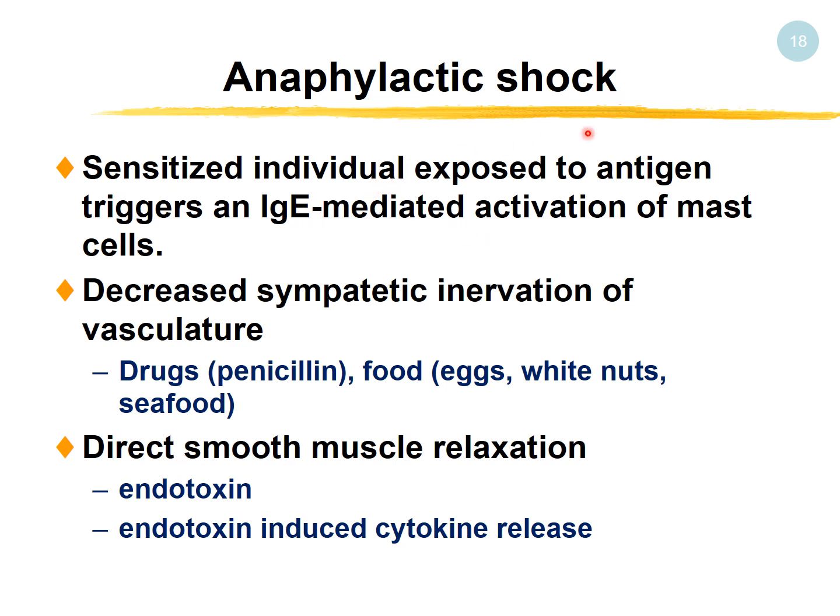In anaphylactic shock, usually the individual, the patient, is sensitized, exposed to the antigen that triggers the IgE-mediated activation of the mast cells. And what will happen? Relative vasodilation again, or decreased sympathetic innervation of the vasculature. For example, drugs, foods, white nuts or seafood can initiate this anaphylactic reaction. Direct smooth muscle cell relaxation occurs due to the endotoxin or endotoxin-induced cytokine release.